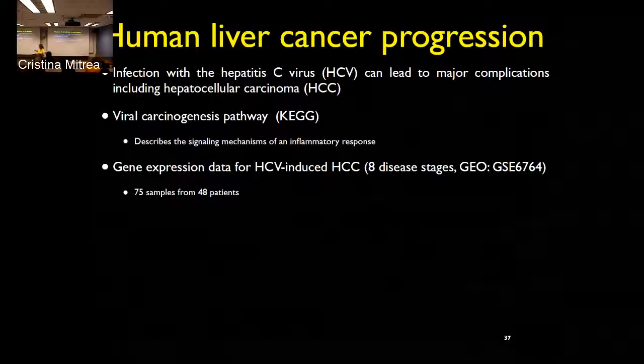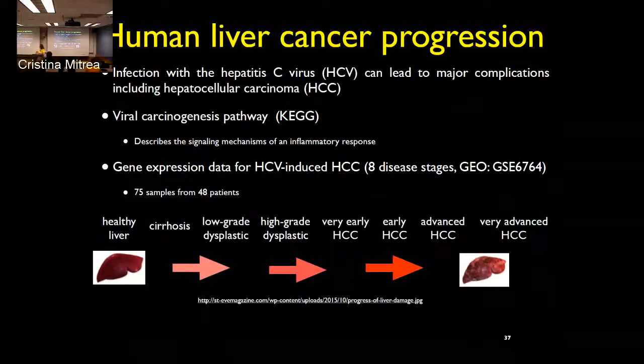So in order to study this phenomenon, we chose a relevant network for it, the viral carcinogenesis pathway. And this describes the signaling mechanism of an inflammatory response, so it is relevant to see if that system changes. And then we used gene expression data for hepatitis C virus-induced hepatocellular carcinoma for 8 disease stages. And this is again publicly available in the Gene Expression Omnibus.